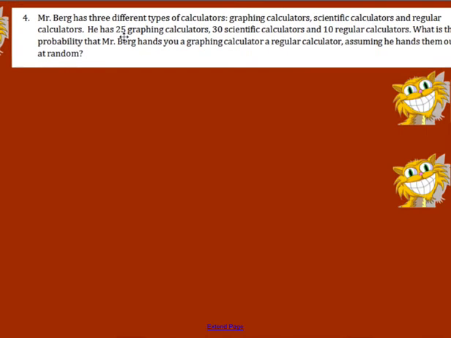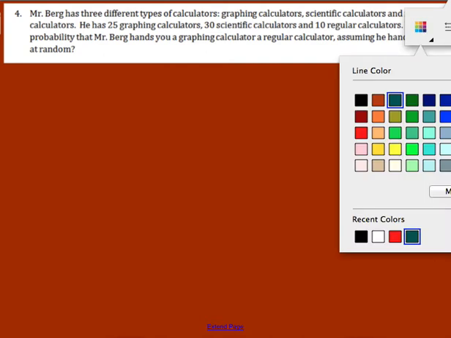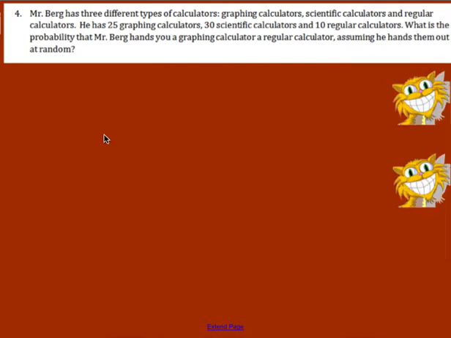Mr. Berg has 3 different types of calculators. Graphing calculators, scientific calculators, regular calculators. Okay, and then it goes through and it gives us the different types of calculators that we can choose from. So let's take a look at this now.